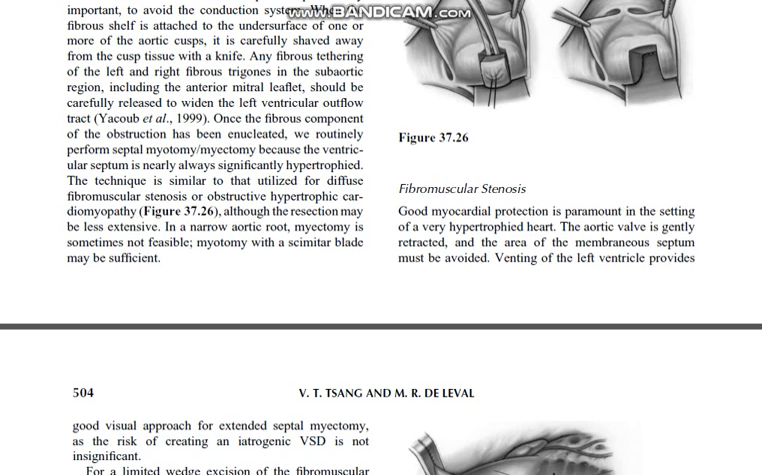In a narrow aortic route, myectomy is sometimes not feasible. Myotomy with a scimitar blade may be sufficient. Fibromuscular stenosis. Good myocardial protection is paramount in the setting of a very hypertrophied heart. The aortic valve is gently retracted and the area of the membranous septum must be avoided.